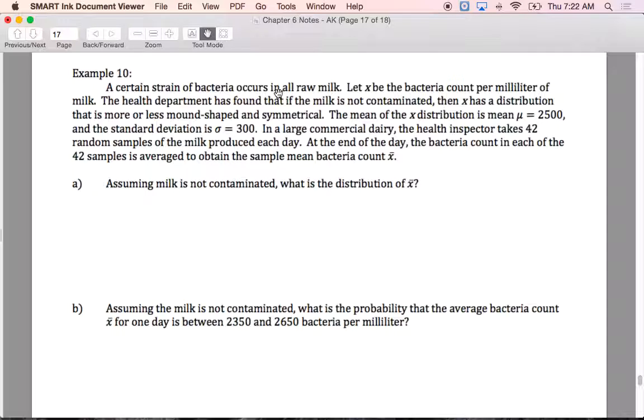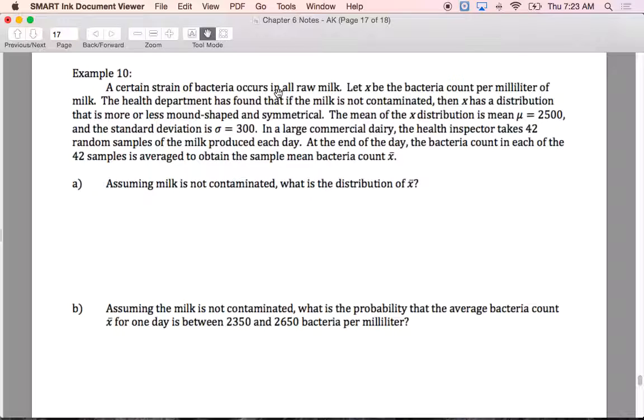So for our last two, we're doing the exact same thing that we've been doing. A certain strain of bacteria occurs in all raw milk. Let X be the bacteria count per milliliter of milk. The health department has found that if the milk is not contaminated, then X has a distribution that is more or less mound-shaped and symmetrical. The mean of the X distribution is 2,500. Standard deviation is 300.